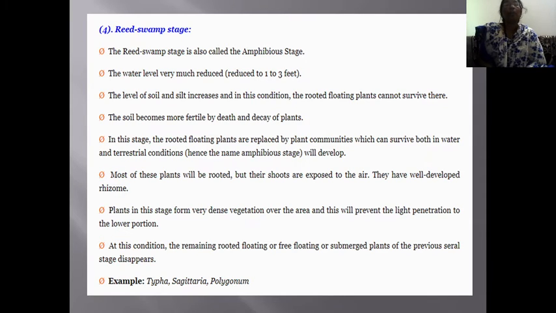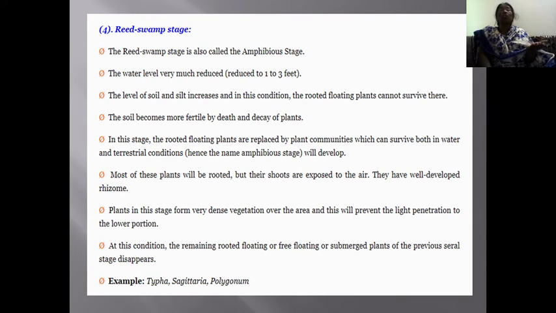The soil becomes more fertile by the death and decay of that plant debris. In this stage, the rooted floating plants are replaced by plant communities which can survive both in water as well as in terrestrial conditions. Therefore, this stage is known as the amphibious stage, and the plants which develop in this stage show proper growth, and most of these plants are rooted ones.